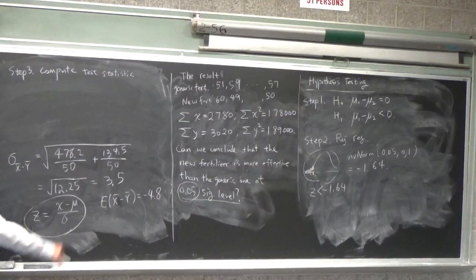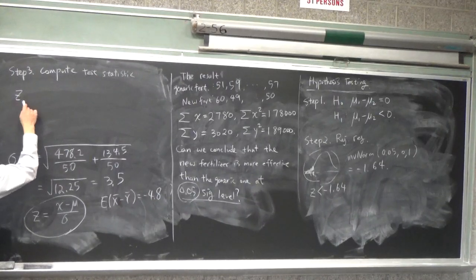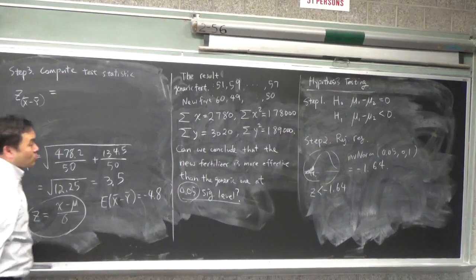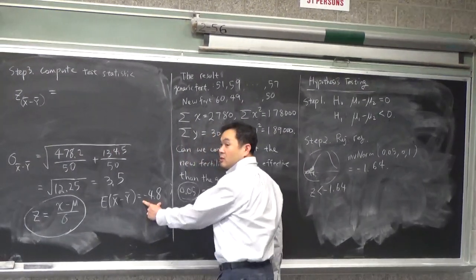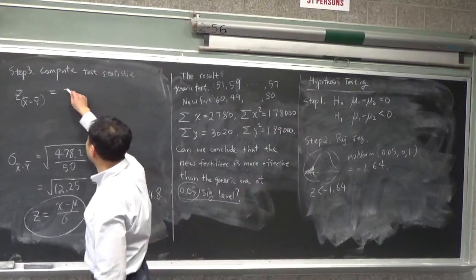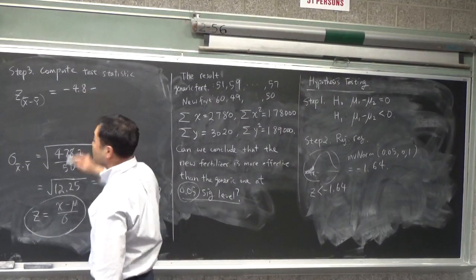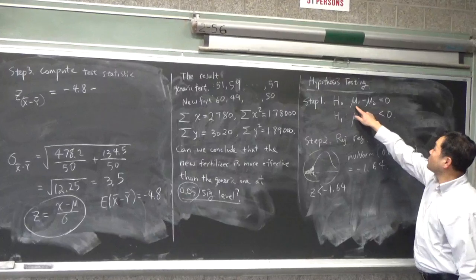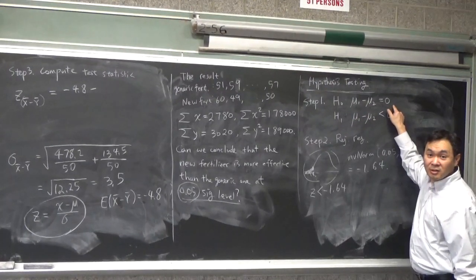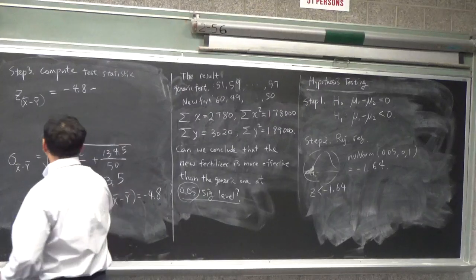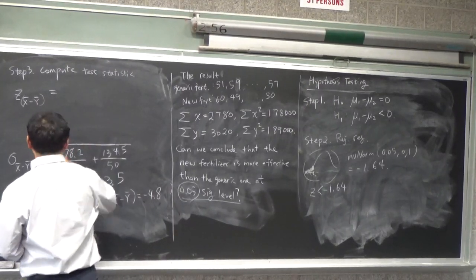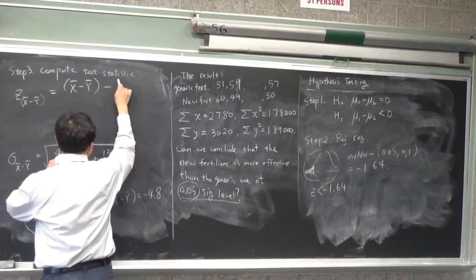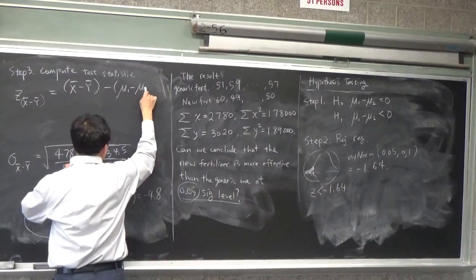So let's compute the z-score. The z-score of this difference that we've computed is going to be negative 4.8, minus what's the purported value of the difference? It's 0. Maybe I should write down the formula before I proceed. What I'm doing here is comparing the sample difference between the means minus the purported difference between the means.